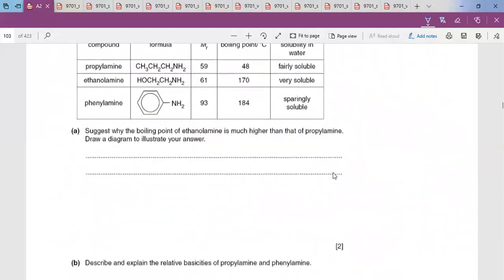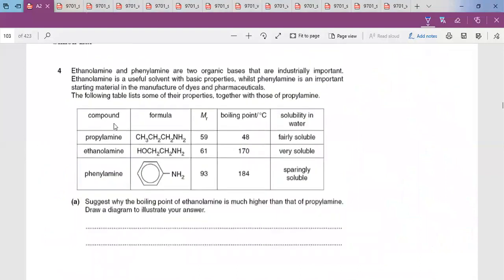Now here they give you something. This is of course easy. Propylamine, very simple, 3 carbons and NH2, a primary amine. Phenylamine is also a primary amine. Now this one is like ethanol, but the H here is substituted by an NH2.